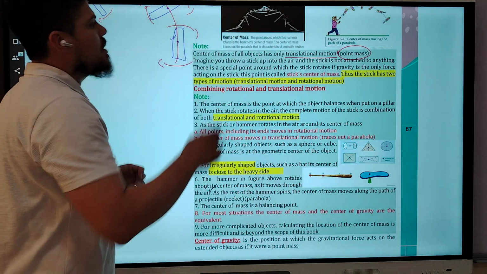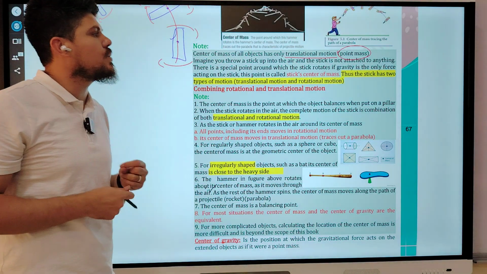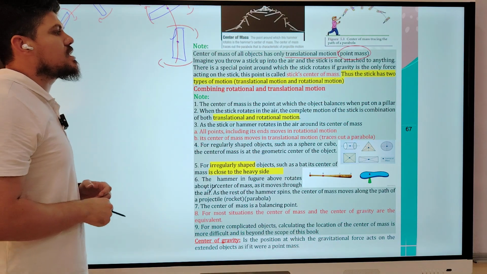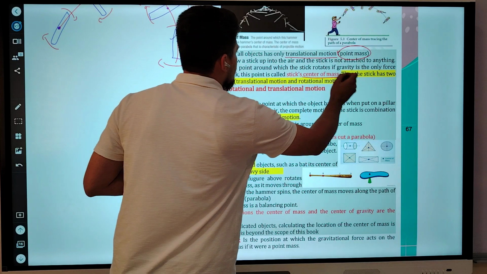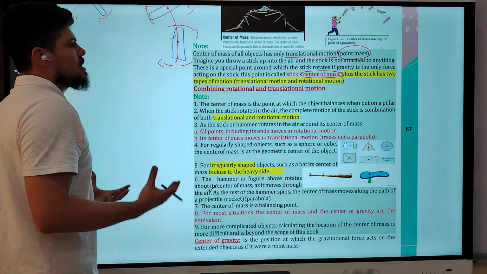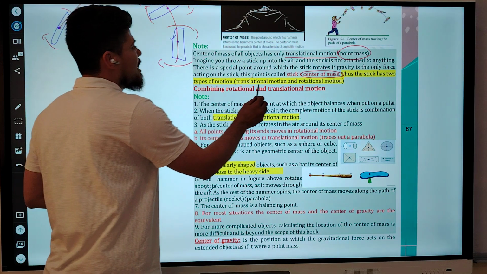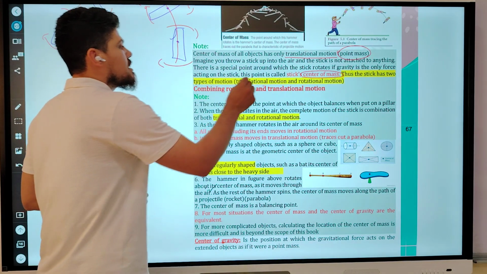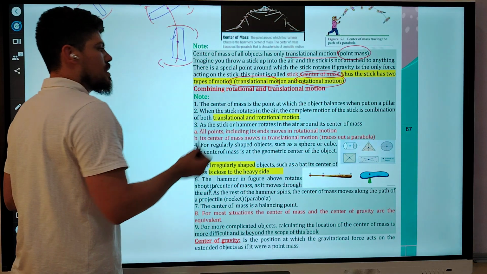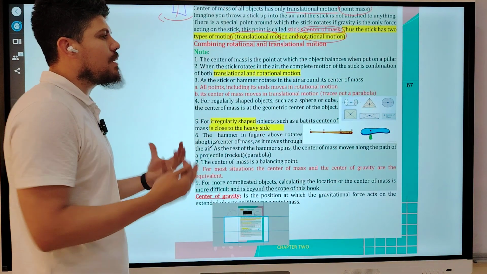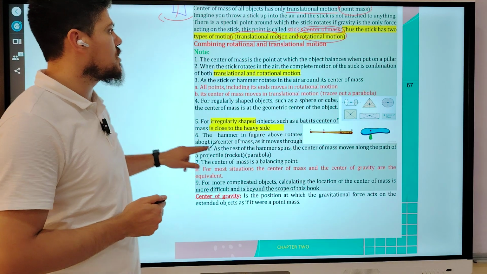Imagine you throw a stick up into the air and the stick is not attached to anything. There is a special point around which the stick rotates if gravity is the only force acting on the stick. This point is called what? The center of mass. The center of mass has translational motion in a parabolic path. Thus, the stick has two types of motion, translation and rotation. The center of mass has translational motion, but the end has rotational motion. So in that case, we can combine both motions together, rotation and translation.